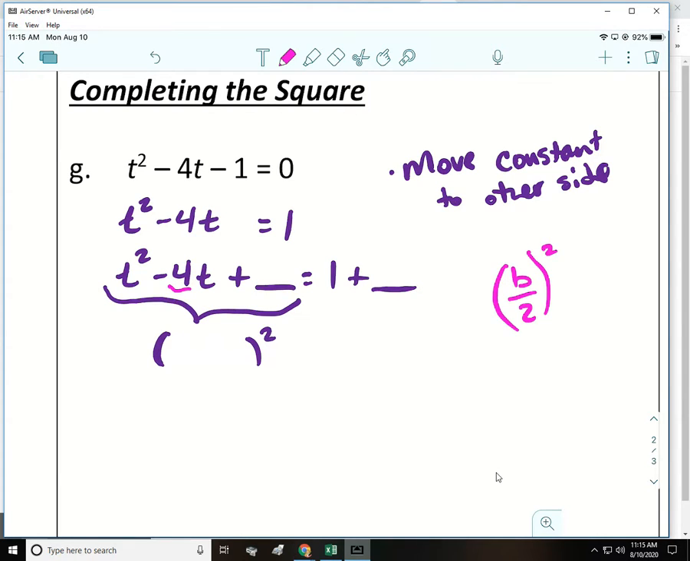Now, I don't usually use the negative. Why is that okay? Right, you're going to square it. So negative 4 divided by 2 is negative 2. Negative 2 squared is the same as positive 2 squared. So we don't really have to worry about the negative in this step right here. So half of 4 is 2. 2 squared is 4. That's what we add in each set of parentheses.